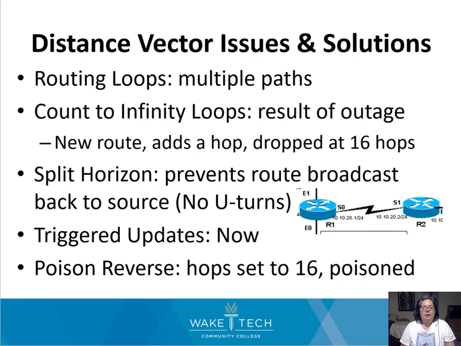Count to infinity loops result from an outage where the router suddenly doesn't know which way to go. It's lost its route, and what happens is the route is recreated in different directions. So routers will then forward this traffic on and add a hop count, but it's sent to another router as well, and the hop count is added there. Then none of these might be the correct route, so the traffic doesn't get to its intended destination. So basically, it's like lost traffic.